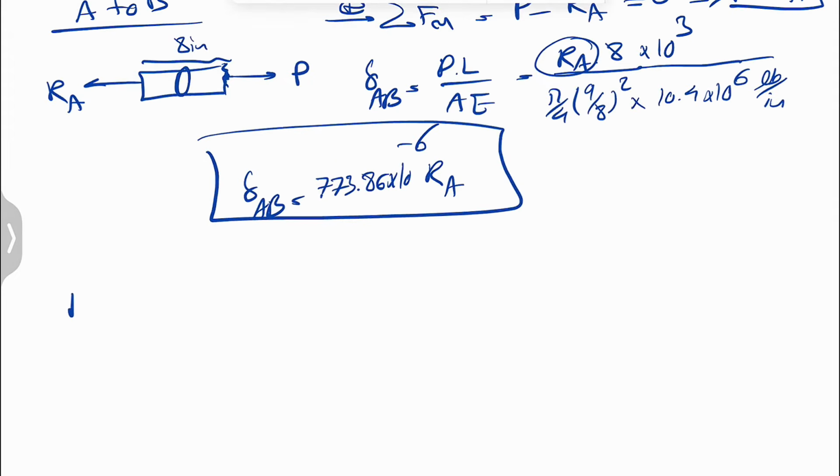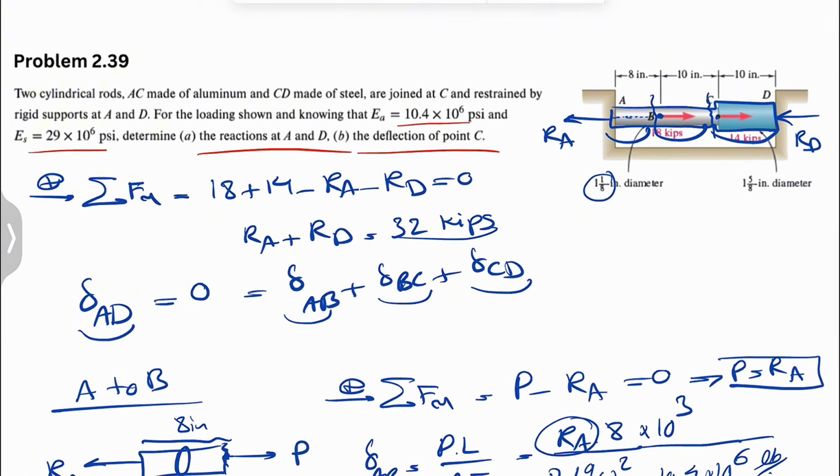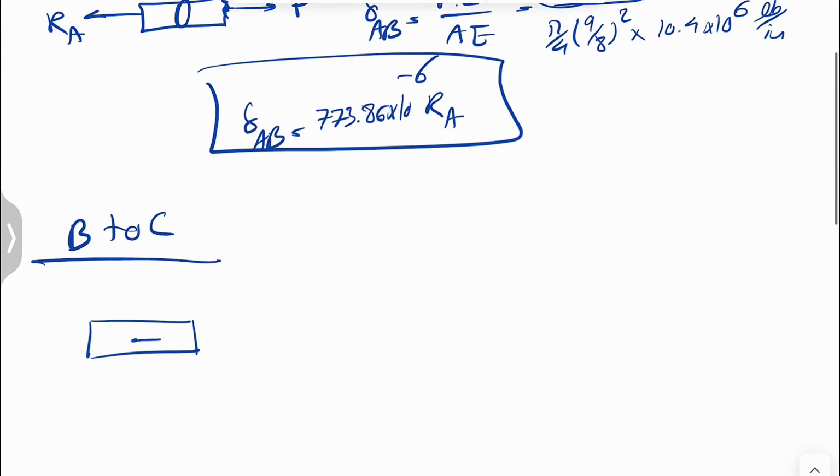And we're going to move on to our second section from B to C. This is going to be our new section, so we're going to go right before C, and we're going to have the force 18 kips in here, the same RA, and we can consider this new force P.